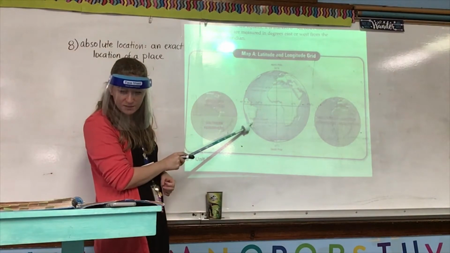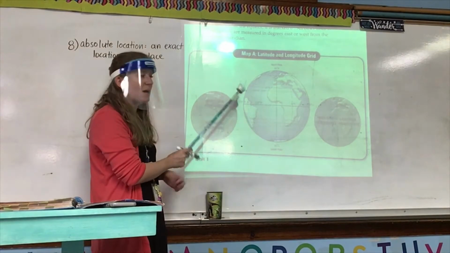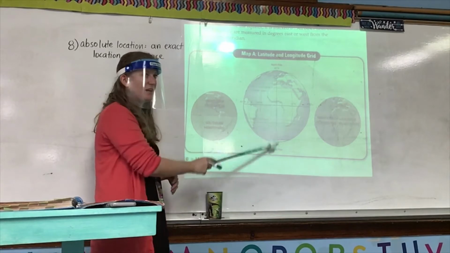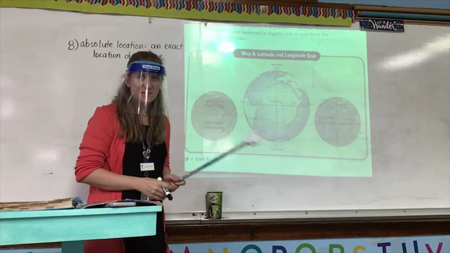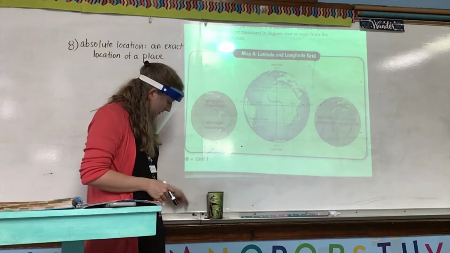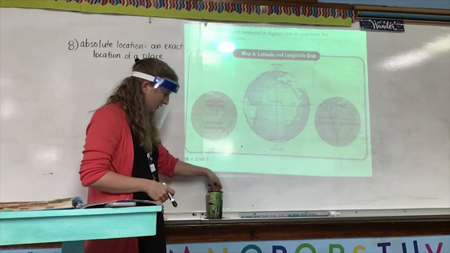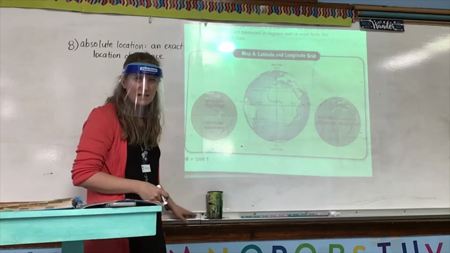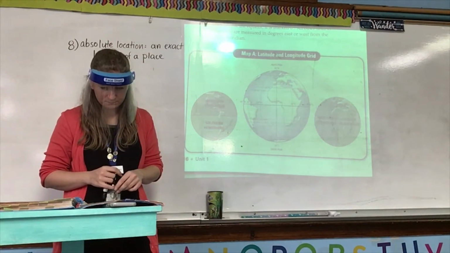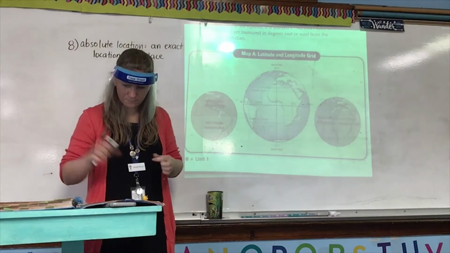When Aaron read that lines of latitude and longitude cross to form a grid over a map or a globe, this grid, these lines that go up and down and side to side on this globe, are the lines of latitude and longitude. Aaron, read the next block of text. Lines of latitude run east and west. The equator is a line of latitude.